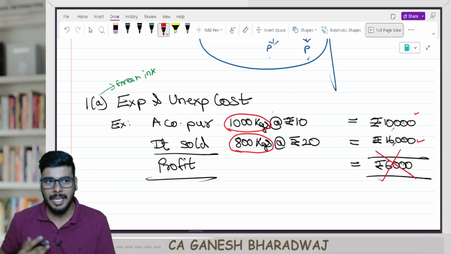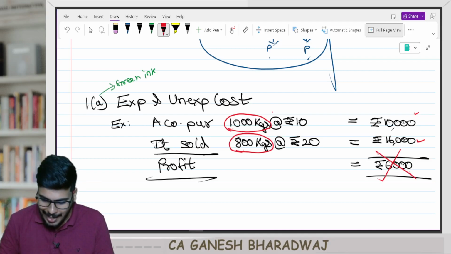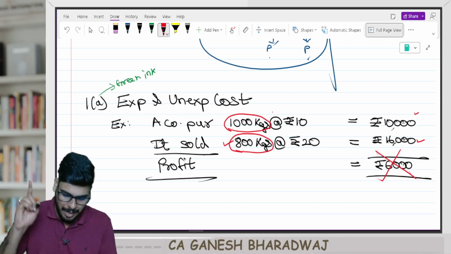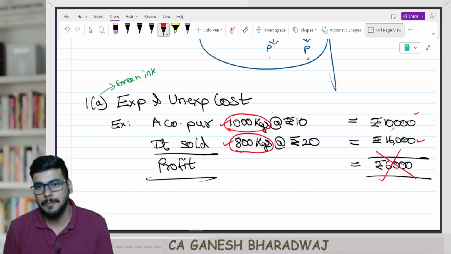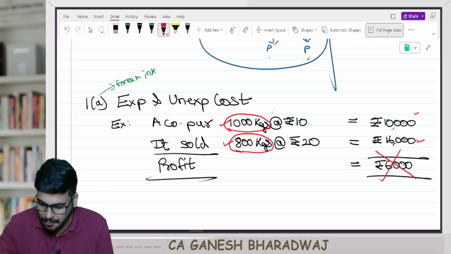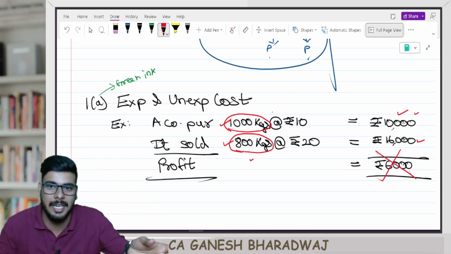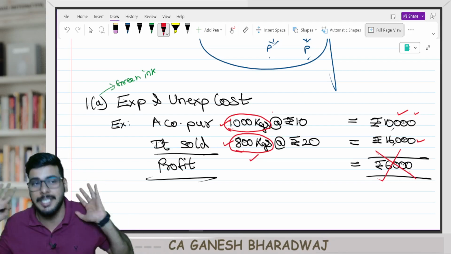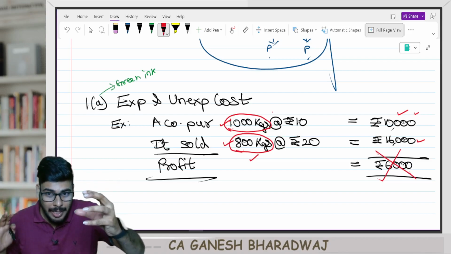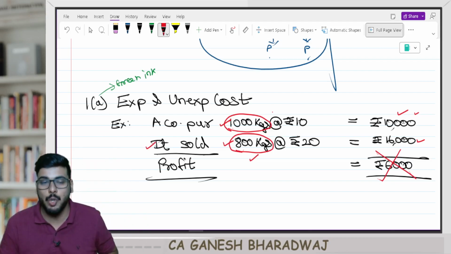Yes or no? Or in other words, do you know there is a concept called matching principle in your accounts? That is why we have the concept of stock. I cannot compare the revenue generated from 800 kgs with the cost incurred for 1000 kgs. Now what will I do? First, I will segregate this 10,000 rupees into cost incurred in respect of units sold, 800 kgs, and cost incurred in respect of the 200 kgs remaining unsold. And only the cost incurred in respect of 800 kgs can be knocked off against the sales revenue to arrive at my profit.